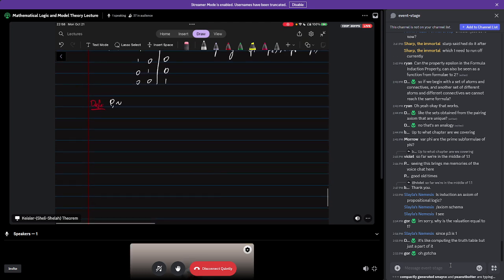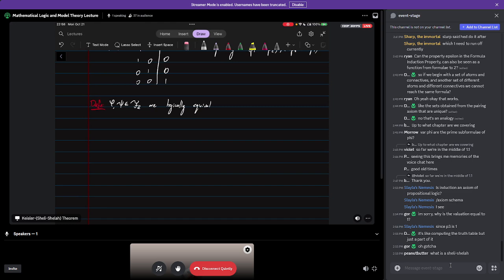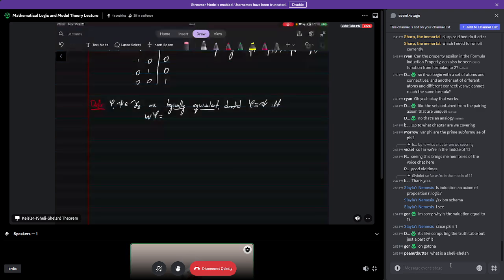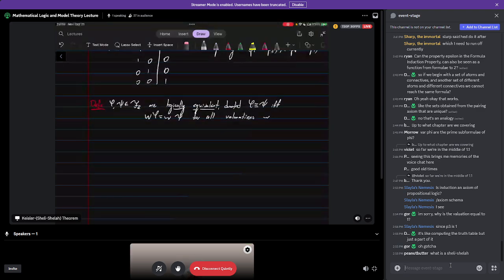Phi and psi in F_L are logically equivalent, denoted phi is equivalent to psi, if and only if W(phi) equals W(psi) for all valuations W.